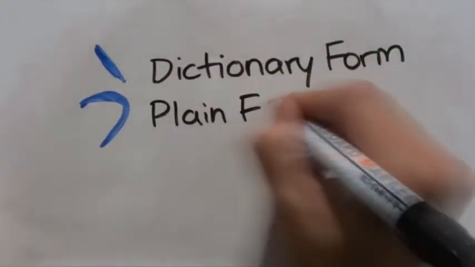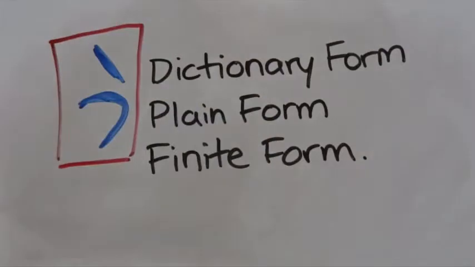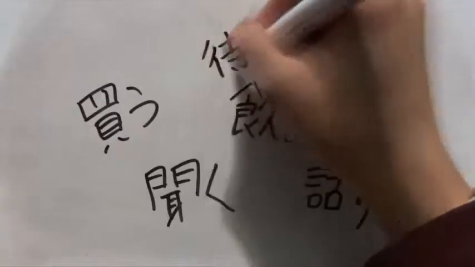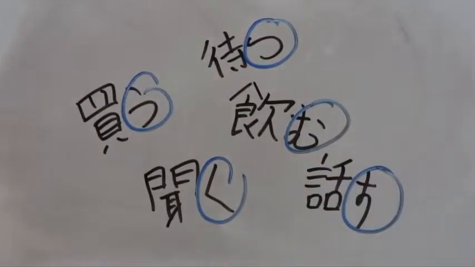Before conjugating the verb, when it ends in u, like in kau, we call this the dictionary form, the plain form, or the finite form. After we conjugate it, we call this the masu base. The common trait that these verbs share is that they end with the u. We have kau, nomu, kiku, hanasu, matsu.